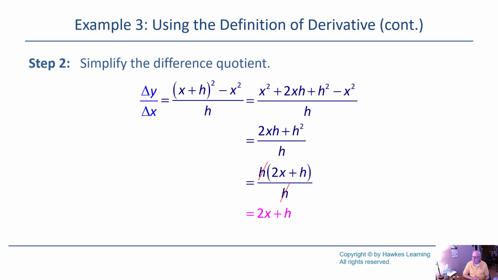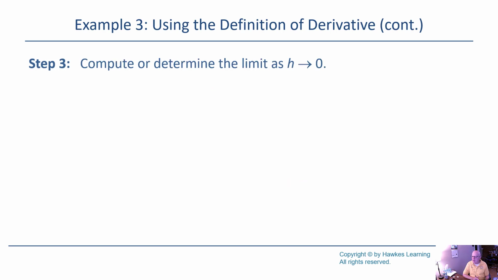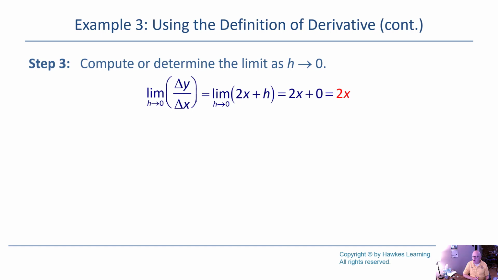Step 3, we're going to take the limit of that as h approaches 0, which means we're taking the limit of 2x plus h, which is what our difference quotient is. Since, again, that's a polynomial, it's going to act nicely for us. Just put the 0 in for the h, and we'll be in good shape. There's our derivative from the definition of a derivative.